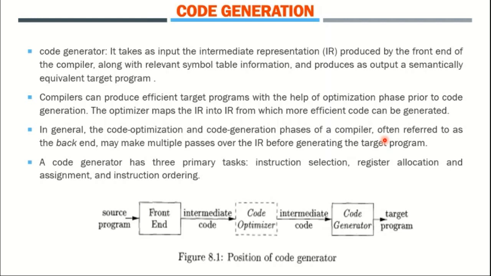Now we also observe where we can place the code generator. This is the front end of the compiler and this is the back end of the compiler. After completion of the front end, it generates an intermediate code representation, which is given as input to the code optimizer. It also generates an optimized intermediate code representation, which can be given as input to the code generator. Then it can produce the target program. So this is the position of the code generator.